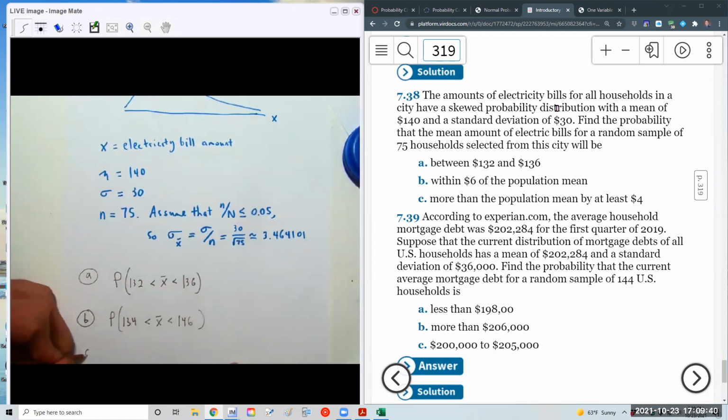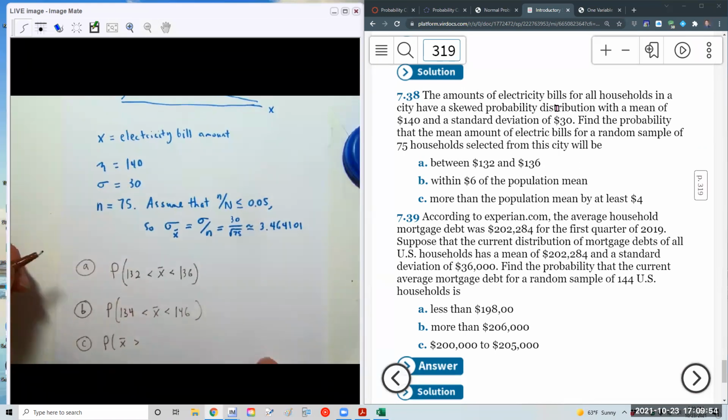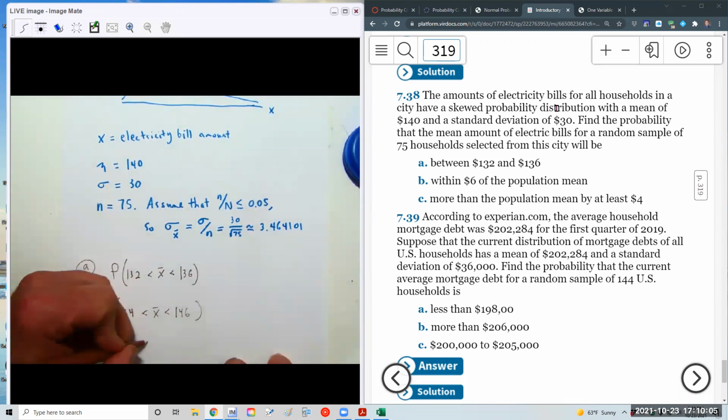And then for part C, find the probability that x bar is what? More than the population mean by at least 4. Okay, so greater than or equal to, at least is a greater than or equal to. Greater than or equal to the mean 140 plus $4, so 144. That's what they want.